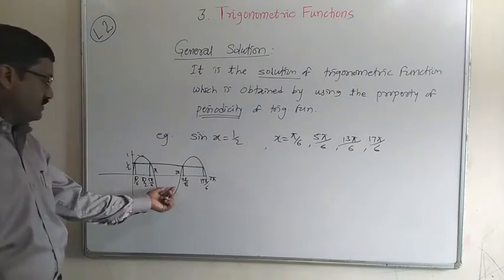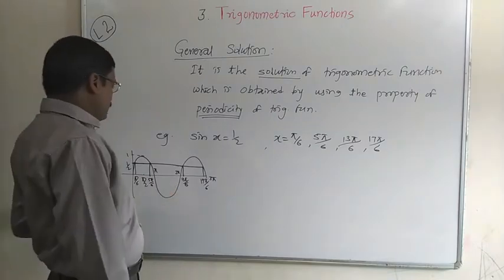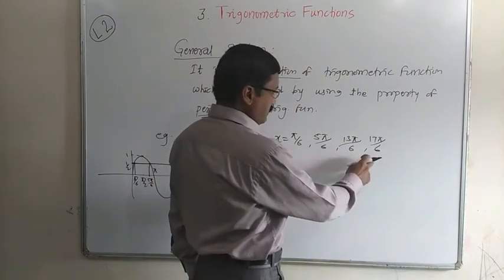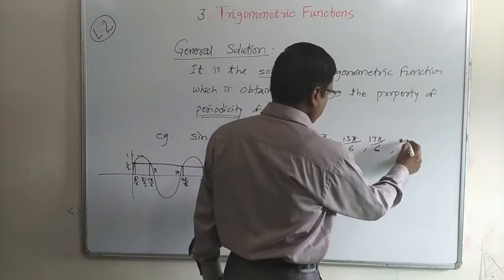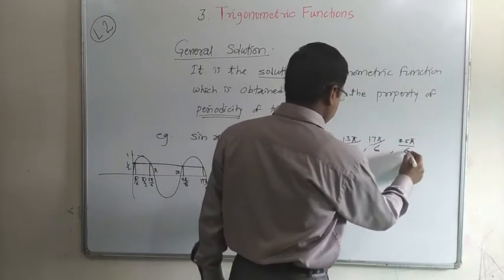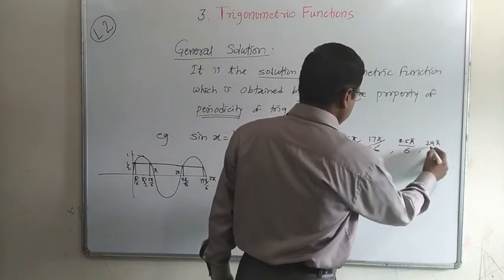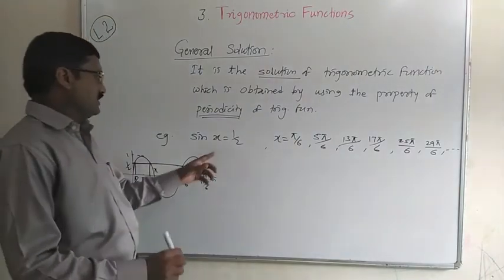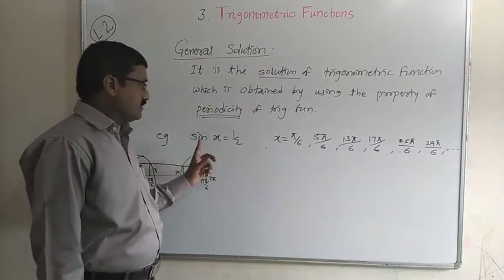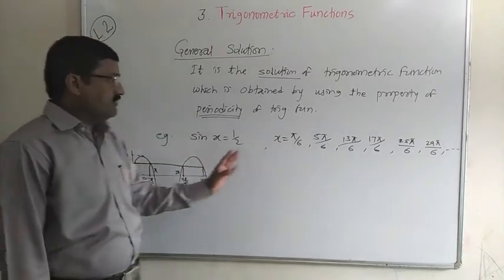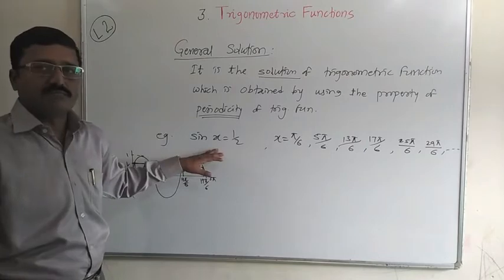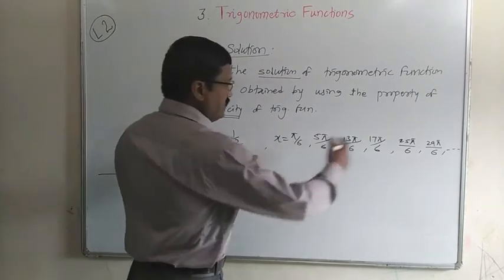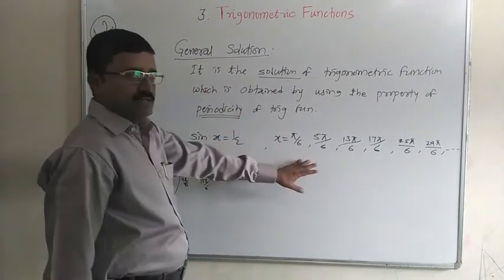Here we have two positive and two negative values, which give minus half. So pi by 6, 5 pi by 6, then 13 pi by 6, 17 pi by 6, again 25 pi by 6 and 29 pi by 6, etc. We will get the values of x which satisfy this trigonometric equation. So there are infinitely many solutions which satisfy this trigonometric equation, and all these are said to be general solutions of the trigonometric function.